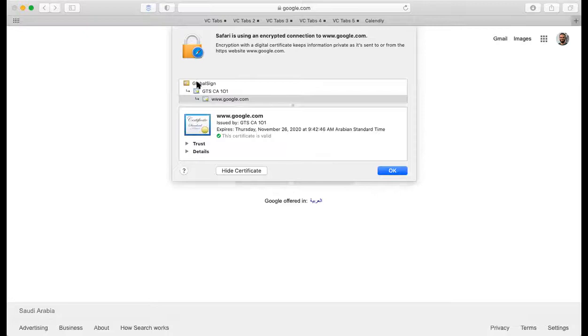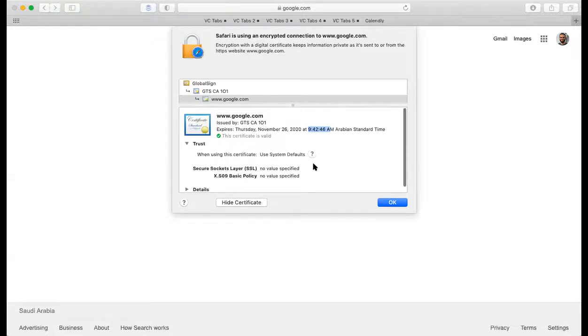We see here there is Global Sign signing a certificate called GTSCA 101, signing a certificate for Google. So we see this Google.com issued by and signed by a certificate authority called GTSCA 101. And this certificate expires Thursday, November 26, 2020 at 9:42:46 AM Arabian Standard Time. And the operating system checked this certificate and said it's valid.